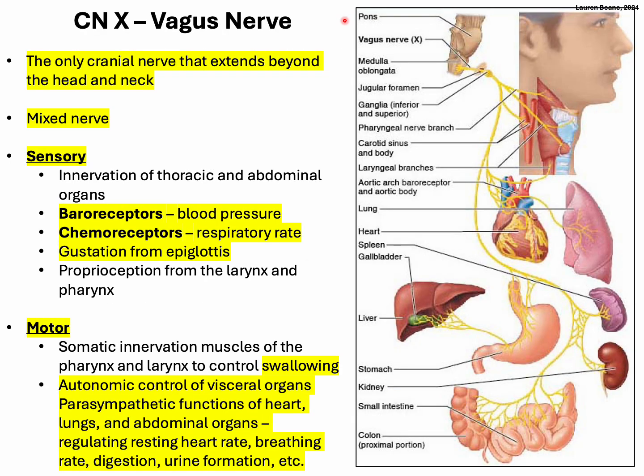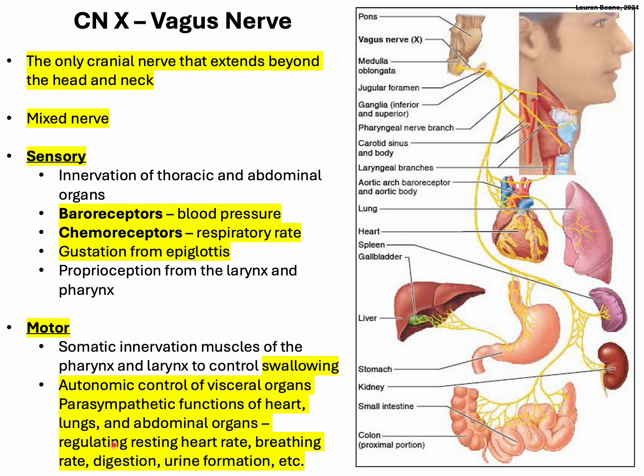Then we have cranial nerve 10, the vagus nerve, the wanderer, so to speak, the only nerve that extends beyond the head and neck. It's a mixed nerve, so for sensory, it innervates the thoracic and abdominal organs for that internal sensory reception. It is also involved with those baroreceptors and chemoreceptors, as we saw along with the glossopharyngeal nerve. Gustation from the epiglottis, and proprioception from the larynx and the pharynx.